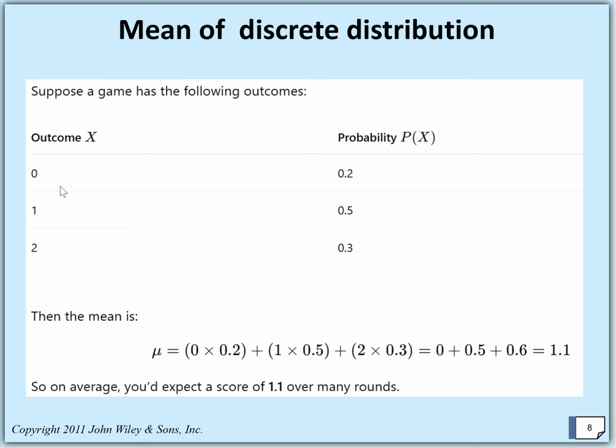So let's say you have a system that can only have 3 outcomes, 0, 1, or 2. 0 is 20%, 1 is 50%, and 2 is 30%, or 0.2, 0.5, 0.3. So what is the mean of the system? This into this, plus this into this, plus this into this. So it is 1.1. And that is all that you need to understand. So for any outcomes in a discrete system, if you have their probabilities, you can calculate the mean of that discrete distribution.